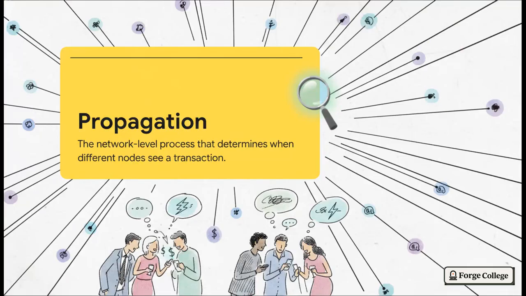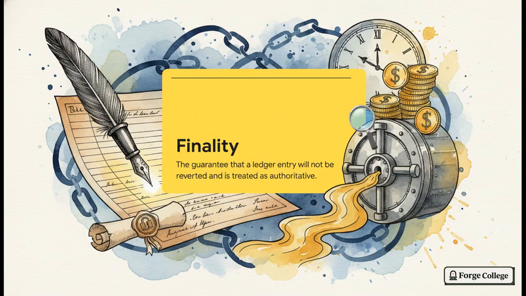First up, we've got propagation. This is the network-level process that determines when different nodes across the world actually see a transaction. I always like to compare propagation to spreading a really juicy piece of gossip at a party. It is not instantaneous. One person tells 2 people, they tell 4 people, and so on. In a financial network, that speed of gossip directly impacts when a merchant or an exchange can finally see and act on your payment.